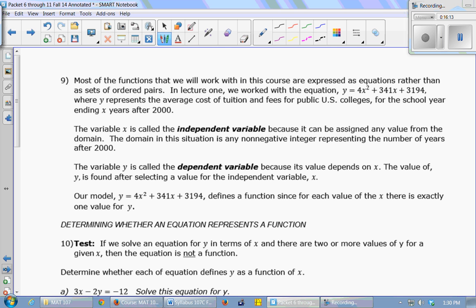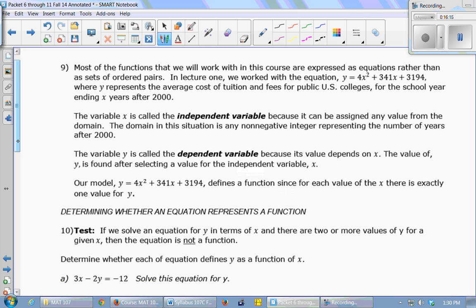Great. Okay, so most of the functions that we're going to work with in this course are expressed as equations rather than as a list of ordered pairs. In lecture 1, we worked with this equation, 4x squared plus 341x plus 3,194. You may or may not remember it. Y represented the average cost of tuition and fees for public U.S. colleges for the school year ending X years after the year 2000.